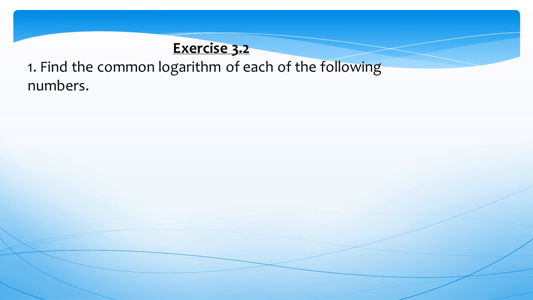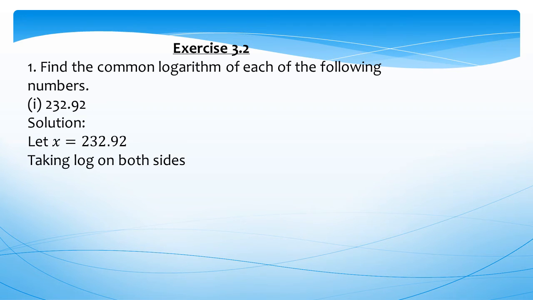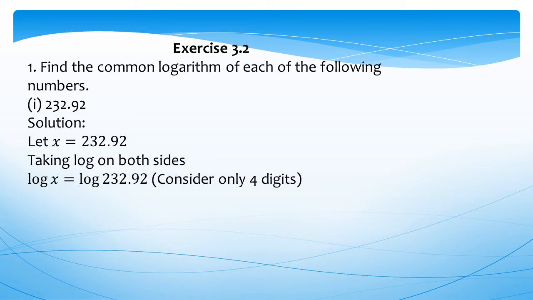Exercise 3.2. Question number 1. Find the common logarithm of each of the following numbers. Part 1, 232.92. In a solution, let x equal 232.92, taking log on both sides. Log of x is equal to log of 232.92. Consider only 4 digits.